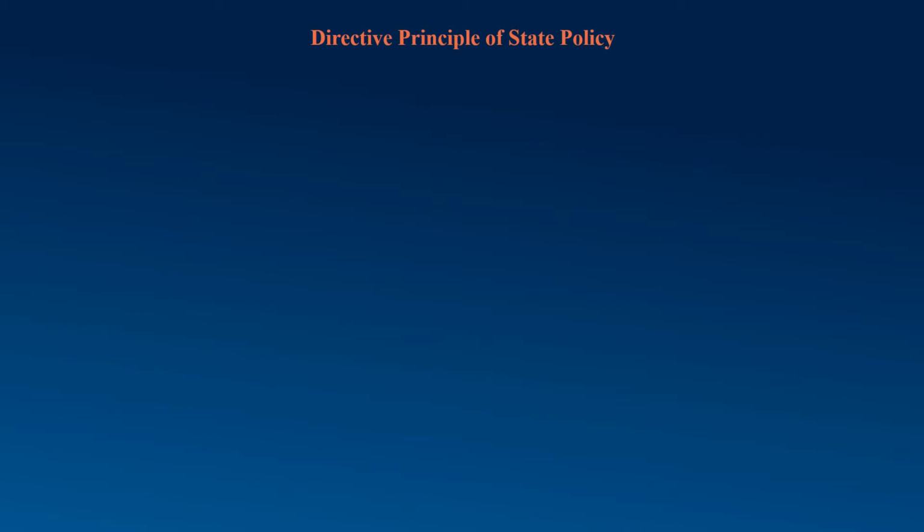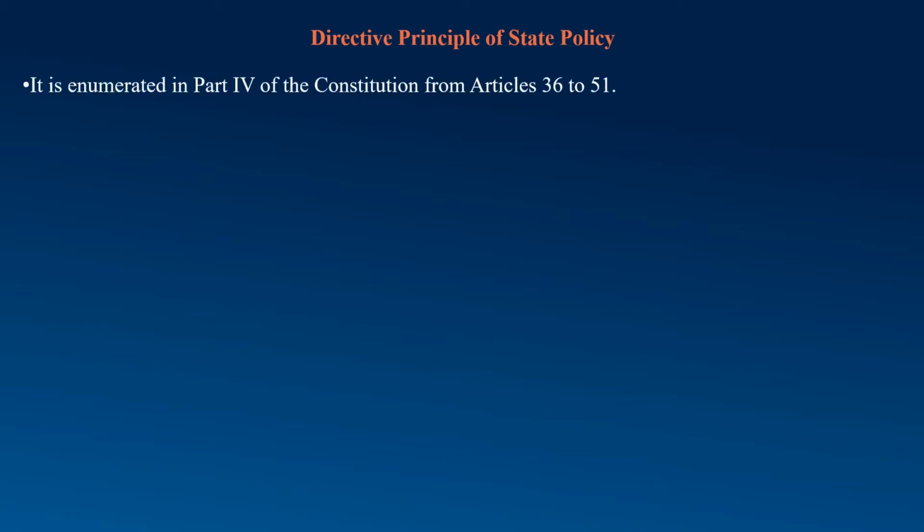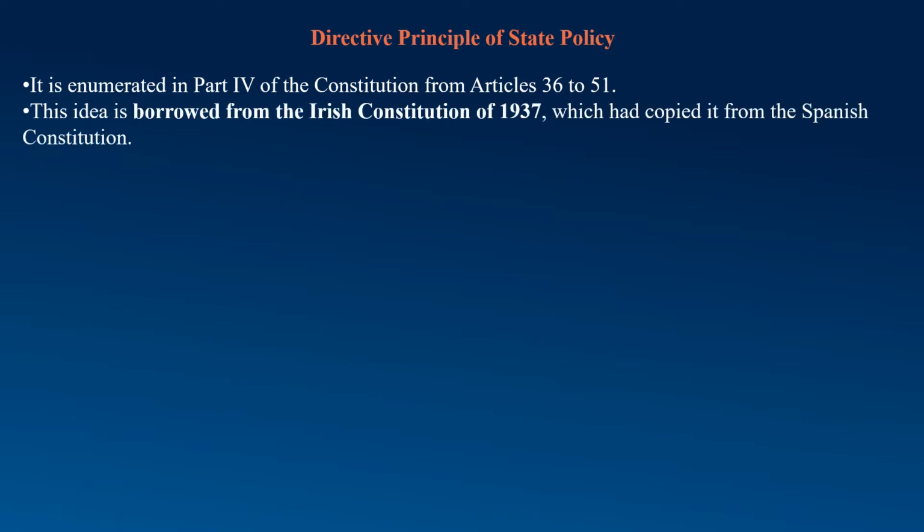Directive Principles of State Policy. It is enumerated in Part 4 of the Constitution from Articles 36 to 51. This idea is borrowed from the Irish Constitution of 1937, which had copied it from the Spanish Constitution.